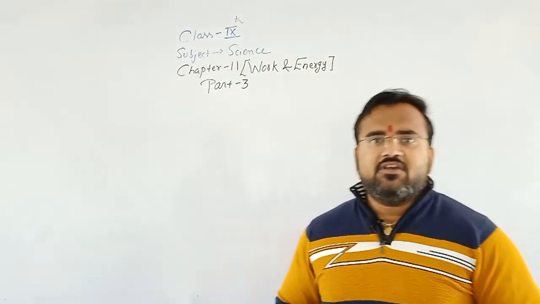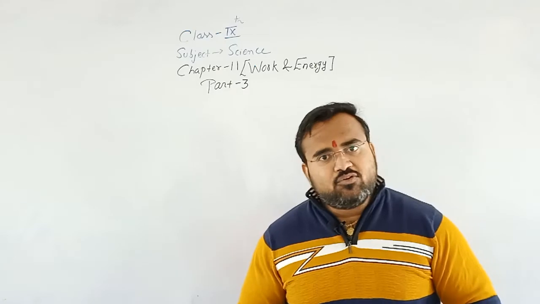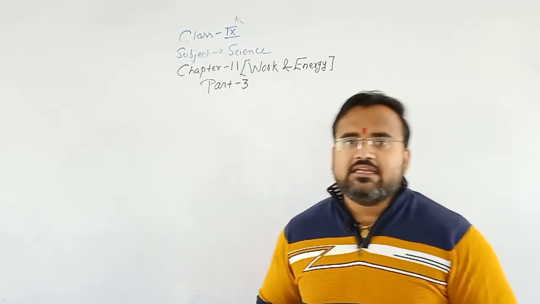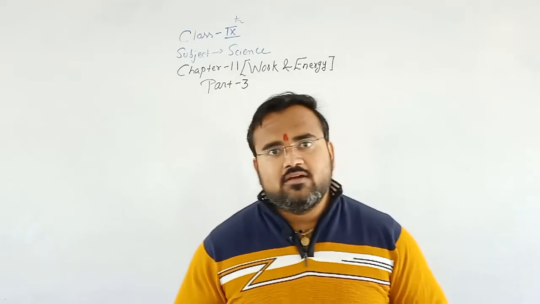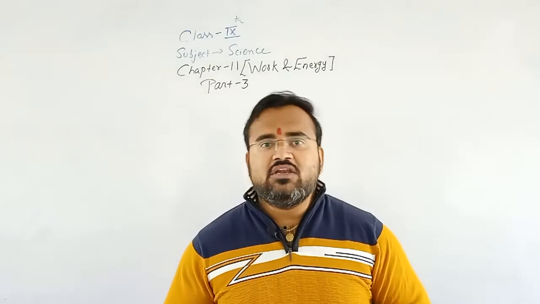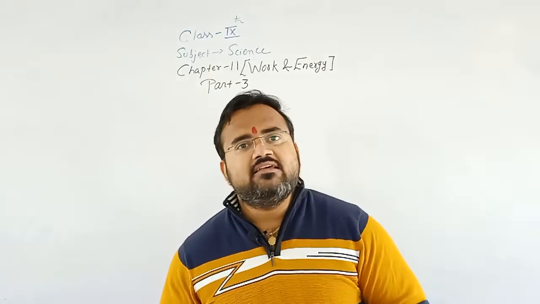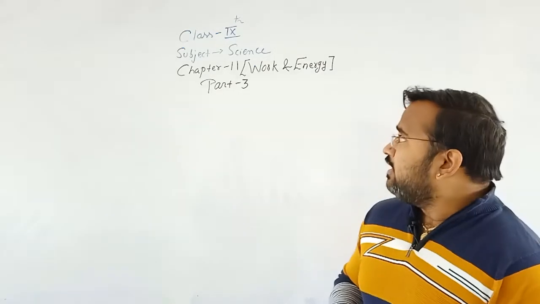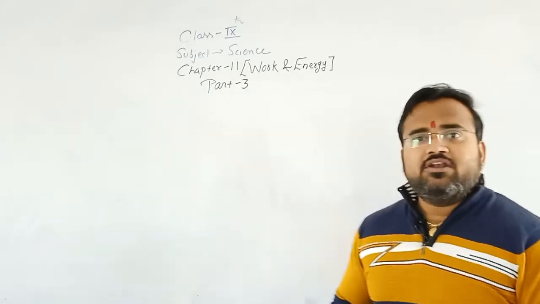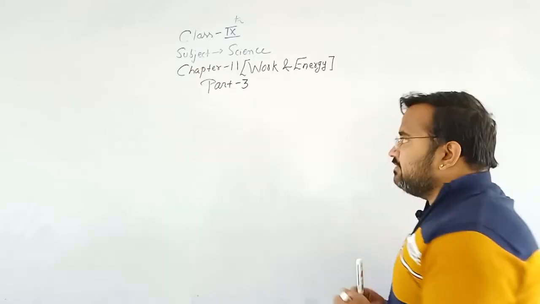In the previous lecture we have seen the three types of work, that is positive work, negative work and zero work. And we have also seen the units of work. The SI unit of work is joule and CGS is erg. Now in this lecture we'll continue with the energy.